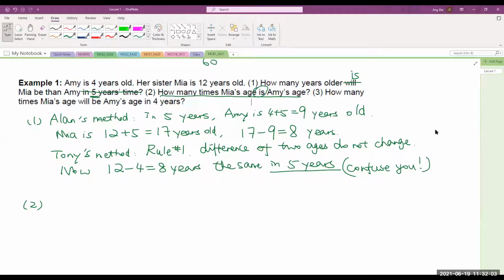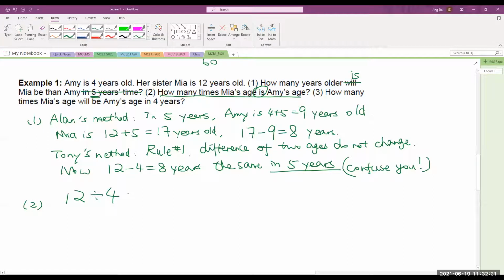Jessie? So. No? What should we do? What's the equation, Nolong? What is the equation? Is it 12 divided by 4? Is it? No, it's not. Tony, go ahead. Tony, how many times Mia's age is Amy's age? Did I do it right, Tony?